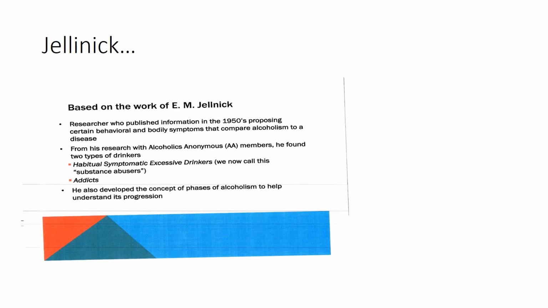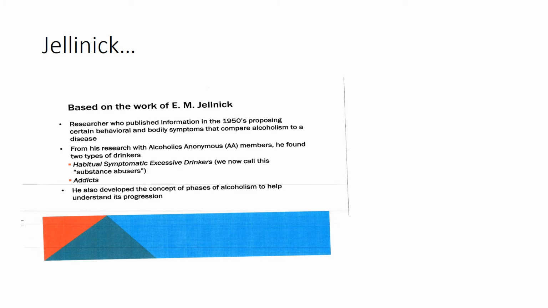The disease concept was initially proposed by researcher E.M. Jellinek. In the early 1950s, Jellinek introduced the idea that alcoholism had certain behavioral and bodily symptoms that made it similar to a disease. From his research, he said that there are two different types of drinkers: habitual, symptomatic, excessive drinkers, or substance users, and addicts. Later in this course, we will talk about the differences between each type of drinker.